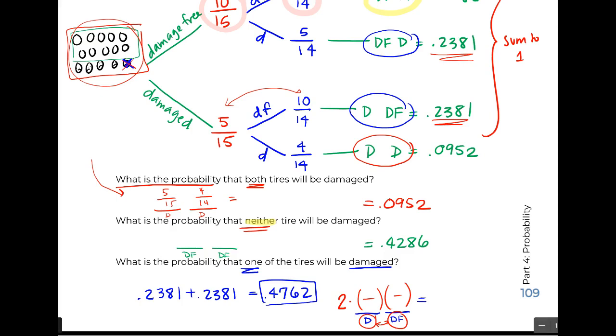Notice here with the 2 damaged tires, there's no way to reorder it. It's the exact same thing. Here we have a different way that we could write this that also gives us an outcome that we care about. So that's why we're going to multiply by this 2. Okay? And again, you could always make the entire tree if that makes you more comfortable. But hopefully after the practice, you won't need it.